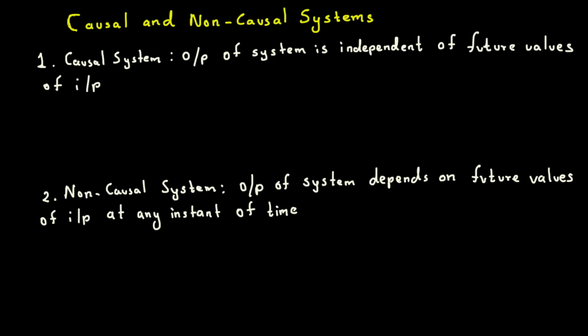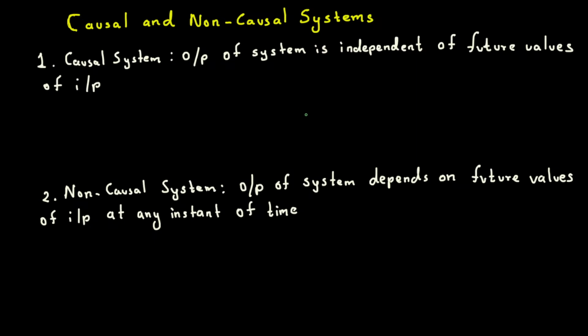Causal and non-causal systems. Now let's look at the definition of causal system and non-causal system. Causal system is defined as output of the system is independent of future values of input, and the non-causal system is defined as output of the system depends on future values of input at any instant of time. So what this means is it doesn't depend on future values, but it can depend on present or past value or both at the same time.